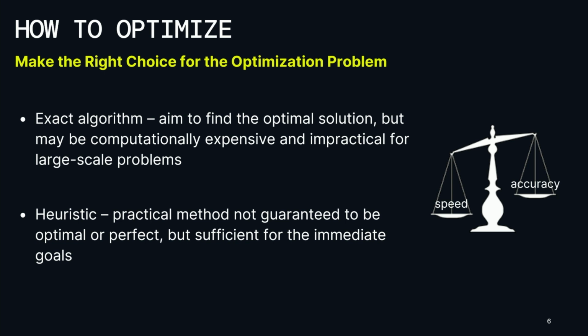And on the other hand, we have heuristics, which are sometimes a more practical method to find a solution because they are generally faster, but they do not guarantee an optimal solution. Usually it's sufficient for an immediate goal. But actually, in practice, both could be combined to solve a problem, like using a heuristic to help speed up finding a solution for an exact algorithm.